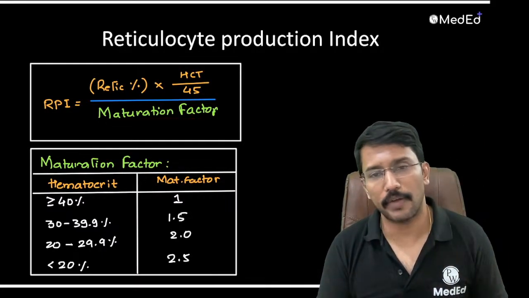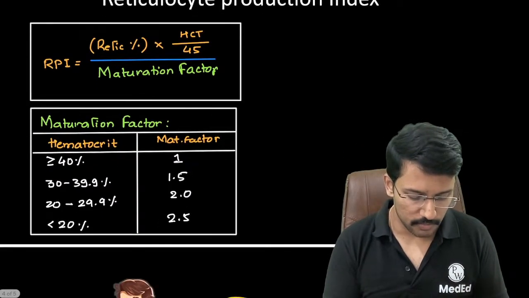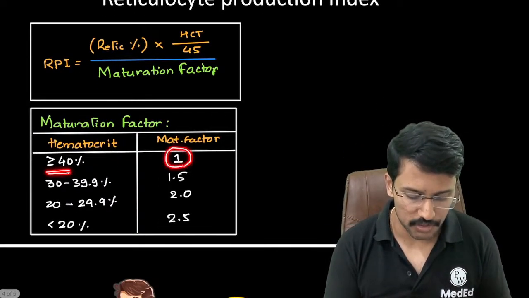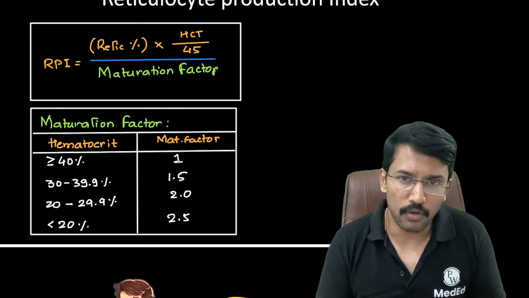And this maturation factor depends on the patient's hematocrit itself. So if hematocrit is more than or equal to 40%, this maturation factor is 1. So let me say I have a patient with a hematocrit of 41, right?